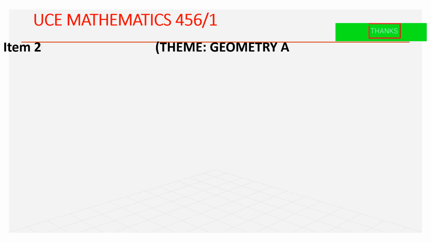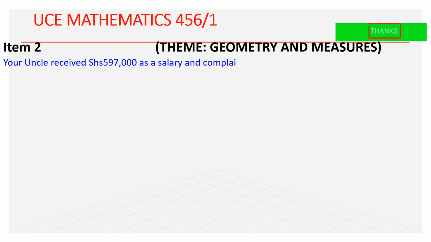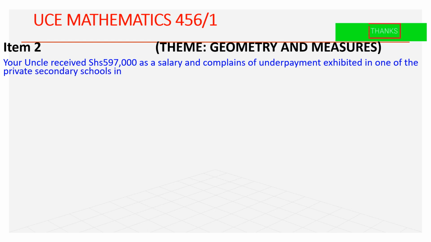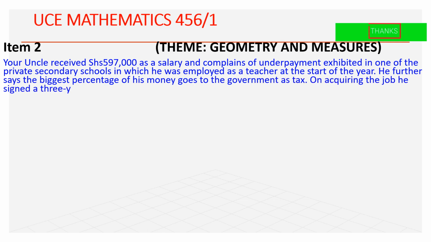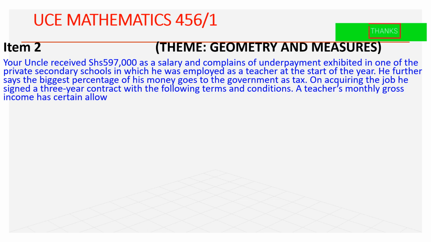Let's move to the next item, still under the theme geometry and measures. Your uncle received shillings 597,000 as a salary and complained of underpayment exhibited in one of the private schools in which he was employed as a teacher at the start of the year. He further says the biggest percentage of his money goes to the government as tax. On acquiring the job, he signed a 3-year contract with the following terms and conditions.